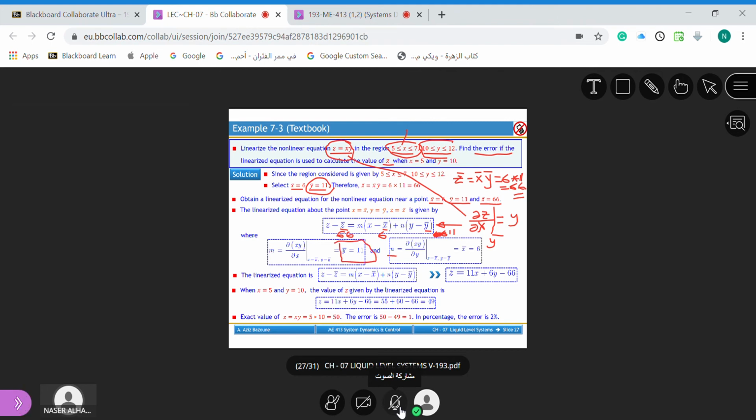Similarly, n will be d(xy) over dy. Hassan Al-Jarudi, can you answer this question? When we differentiate xy with respect to y, what will we get? Hassan Al-Jarudi is not here with us. I am here, Doctor.